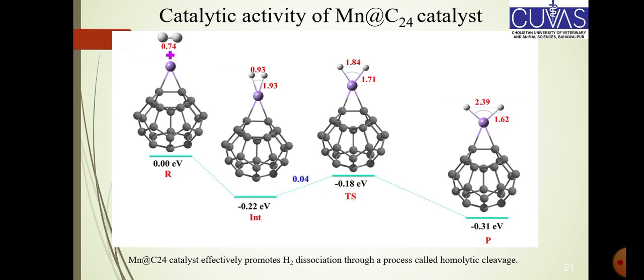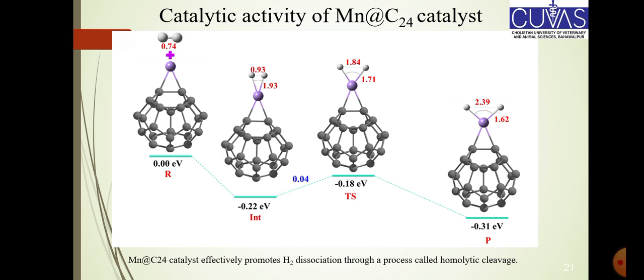Let's focus on the catalytic activity of the manganese catalyst for the hydrogen dissociation. Initially, hydrogen gas adsorbs on the manganese catalyst with a favorable binding energy. The hydrogen-hydrogen bond length at the intermediate stage is slightly stretched compared to the hydrogen molecule in an isolated state, indicating the activation of the hydrogen molecule.